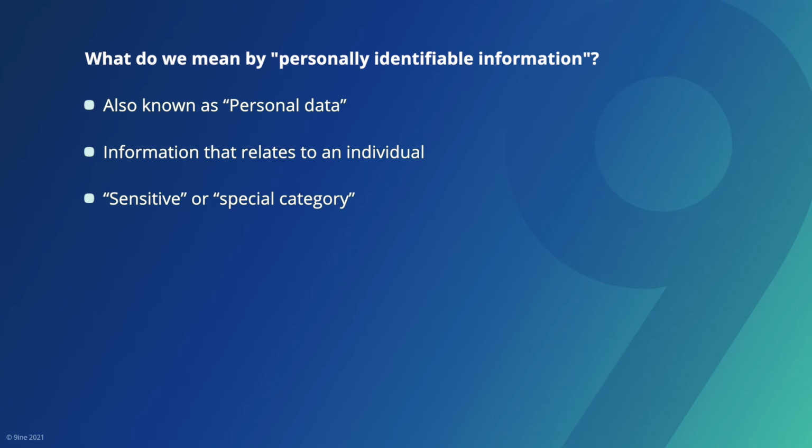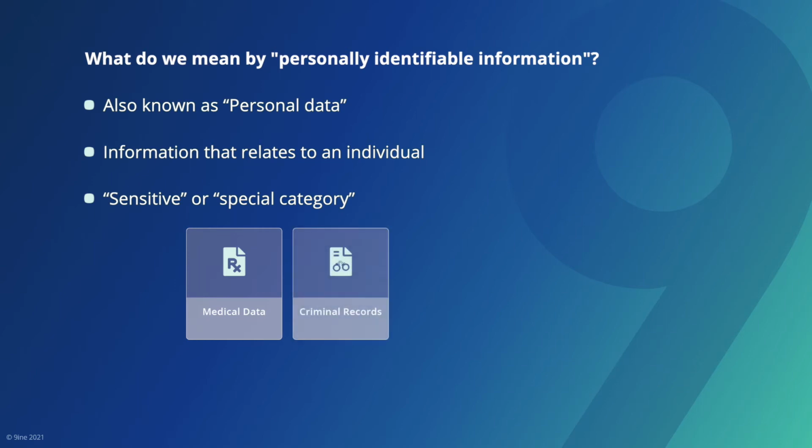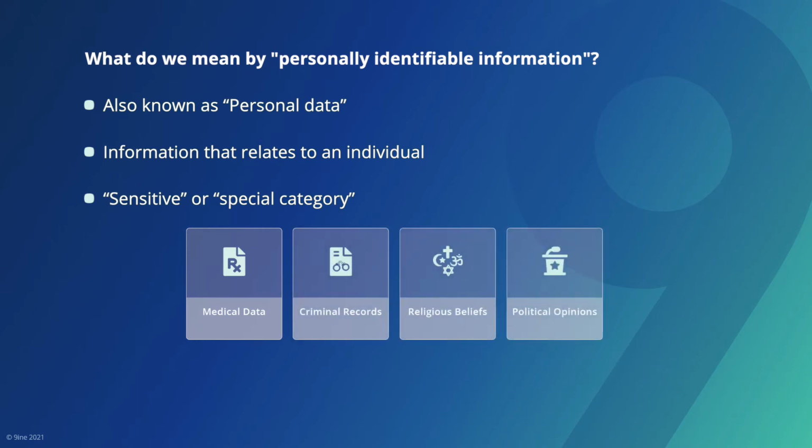In some countries, certain types of data are recognized under law as sensitive and include information such as medical data, criminal records, religious beliefs, or political opinions. Personally identifiable information can be in an electronic format, such as a spreadsheet concerning student information, or closed caption television footage of a classroom, or paper records, such as paper report cards.